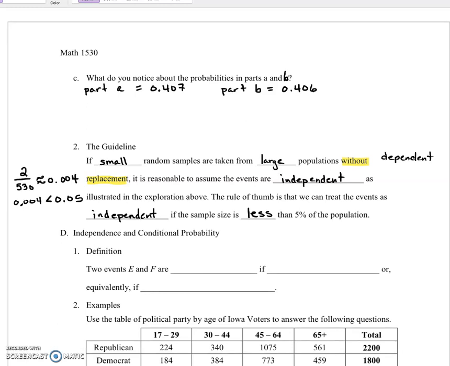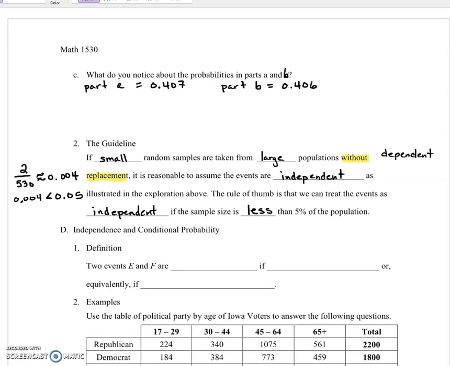I think I'll stop here and we'll talk about independence and conditional probabilities and the relationship between the two in another video.